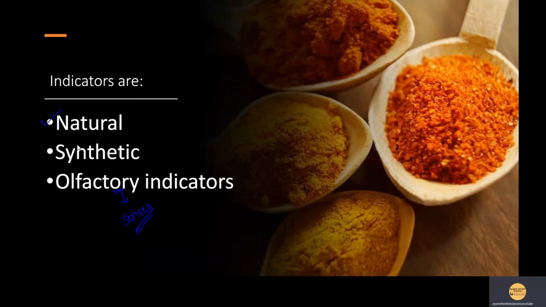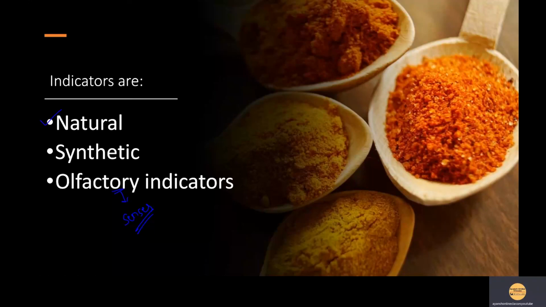Now as I said, natural indicators exist freely in nature. They are produced naturally. A few examples of natural indicators: you can take turmeric. Turmeric turns red when it is added to an acidic medium, and it maintains its color if it is added to a base. Then one more example, we can take red cabbage. Even red cabbage can be used as an indicator for checking whether the substance provided is acidic, basic, or neutral.